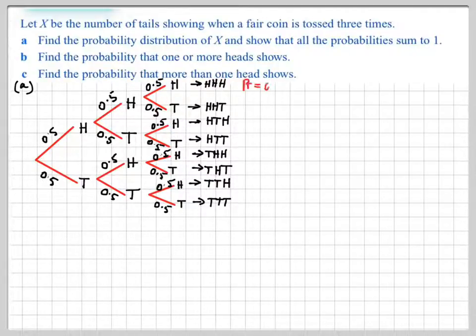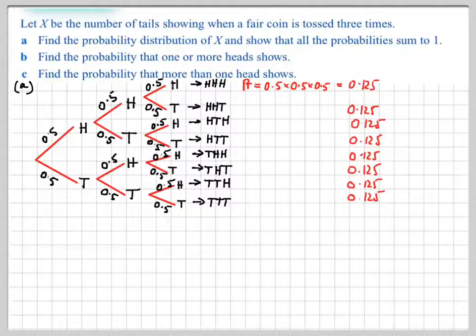Okay, good. Now we're going to do the probabilities. It looks like each of those single events in every twig has a probability of 0.5. So because you've got 3 events there, every single one of them is going to have a combined probability of 0.125, which is 0.5 cubed. Okay, so let's just put that in.